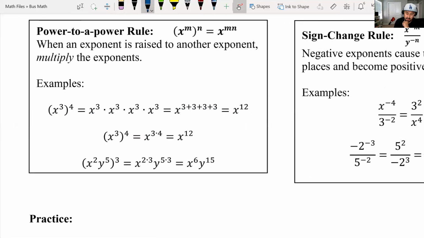All right, next one, x squared times y to the fifth, all raised to the third. This means you're going to take x squared and raise it to the third separately, which is right here, x to the 2 times 3. You're going to take y to the 5th and raise it to the third power separately, which is right here, y to the 5 times 3. Simplify, you get x to the 6 times y to the 15th. That's it. That's power to a power.